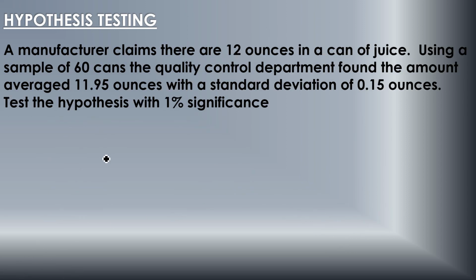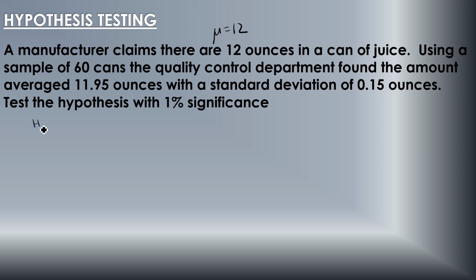All right, several more left to do. Okay, manufacturer claims there are 12 ounces in a can of juice. So right away, this is an equal to case, right? So they're saying the mean equals 12. Using a sample of 60 cans, the quality control department found the amount averaged 11.95 ounces with a standard deviation of 1.5 ounces. We're going to test with 1% significance.